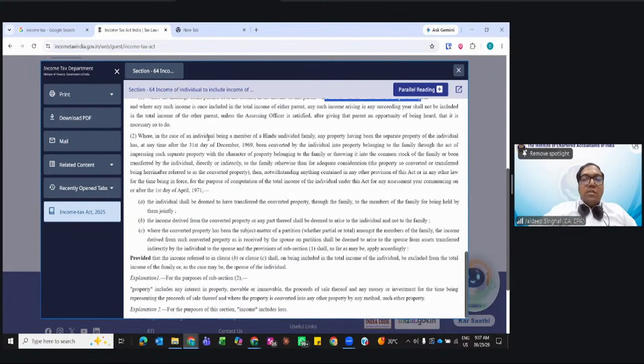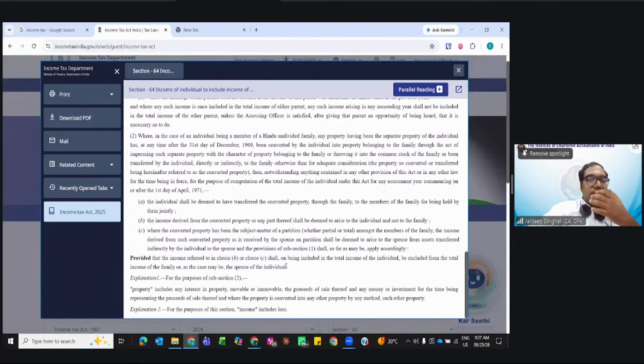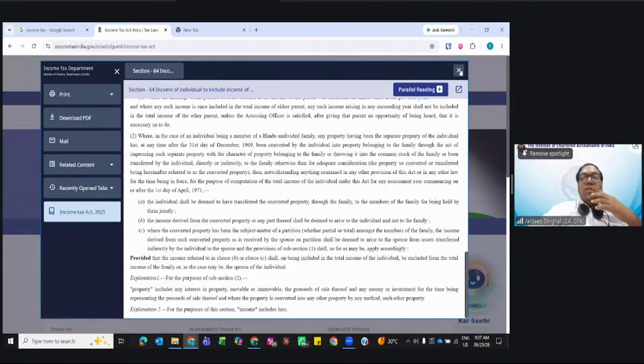Then we discuss the concept of the individual being a HUF, where the income is deemed to be derived from the converted property. HUF property we have seen. Now what is a property? Movable, immovable. Income includes loss. Have we covered the entire section? Everyone, have we done all of these points?